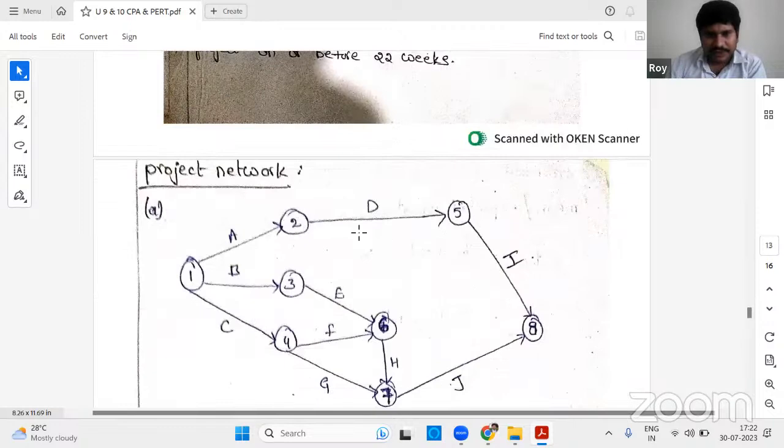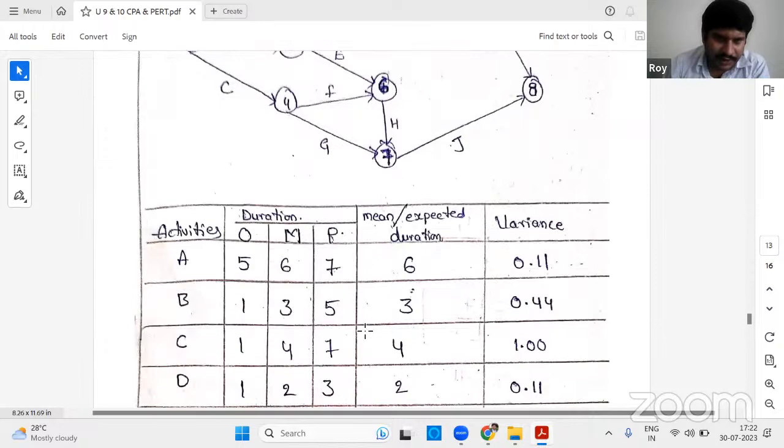Okay, this is also something you can understand. This is the project network.